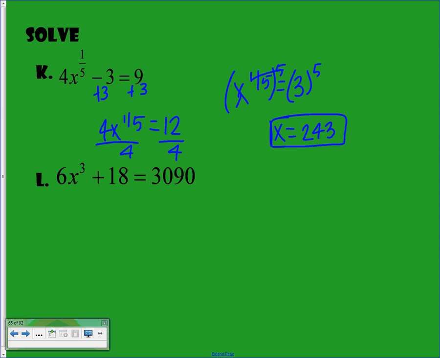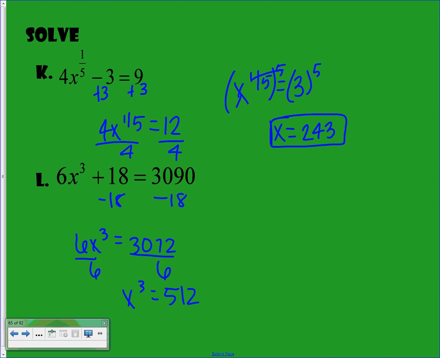Example L. 6x to the third plus 18 equals 3090. So I'd subtract 18 first. So I get 6x to the third equals 3072. Divide that by 6. So I get x to the third equal 512. Maybe that's a little mean for no calculator, so probably nothing that bad.